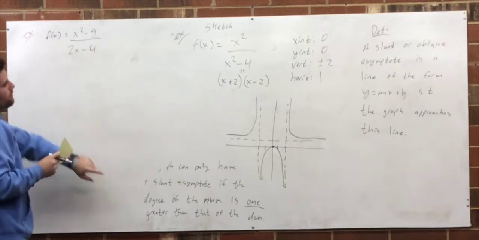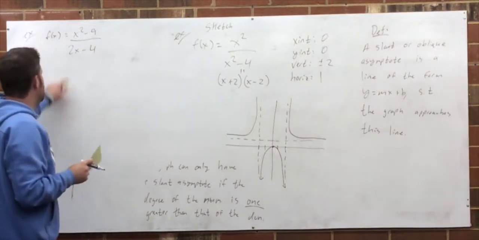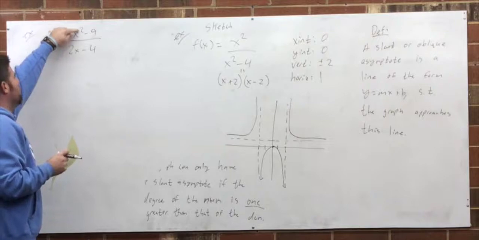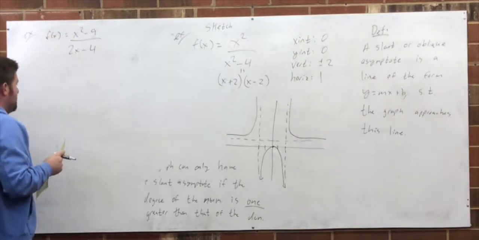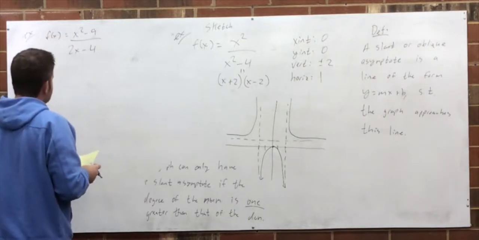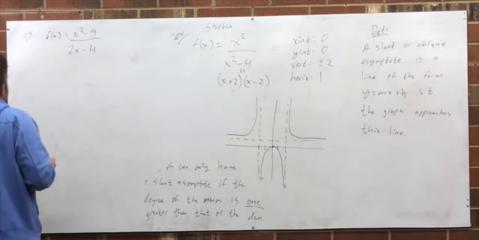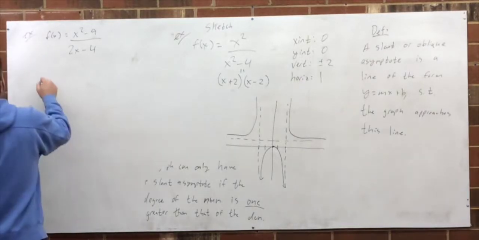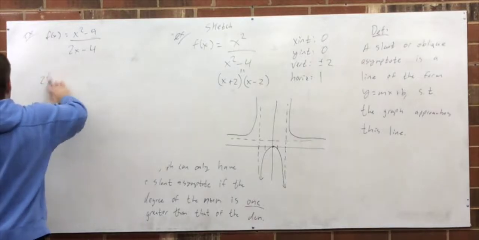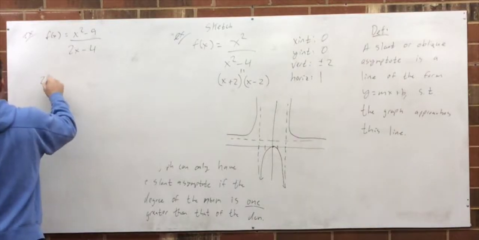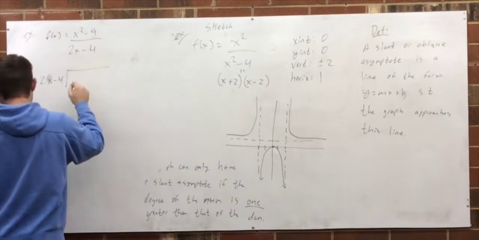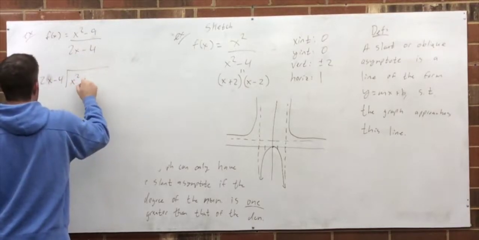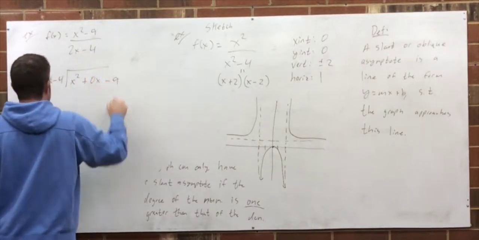First thing to check, does it meet the criteria that we wrote down here? Is the degree of the numerator 1 greater than the degree of the denominator? The answer here is yes. So the next step would be, yes, it has a slant asymptote. How do we find it? And you find it by simply doing long division. So 2x minus 4 divided into x squared plus 0x minus 9.